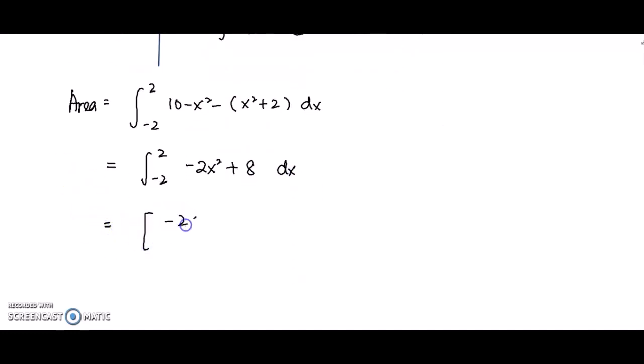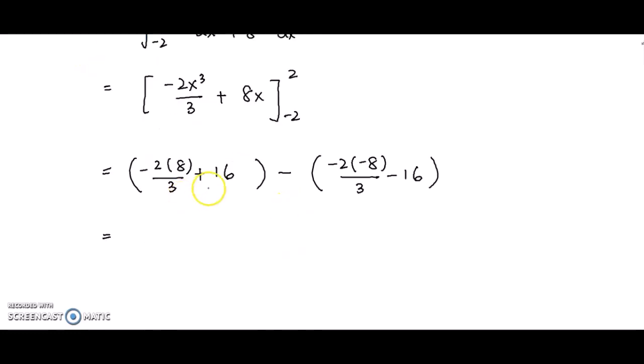Integrate as usual, you get negative 2x cubed over 3 plus 8x. Put in your lower limit and upper limit. So this is the substitution of the upper limit 2, and this is the substitution of the lower limit negative 2. Then after you simplify, you have 21 and 1 over 3 unit square.